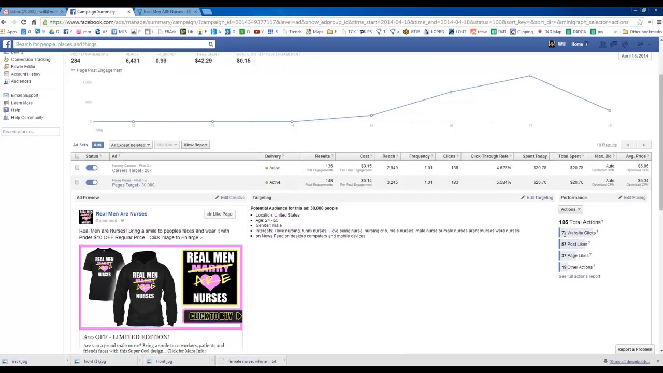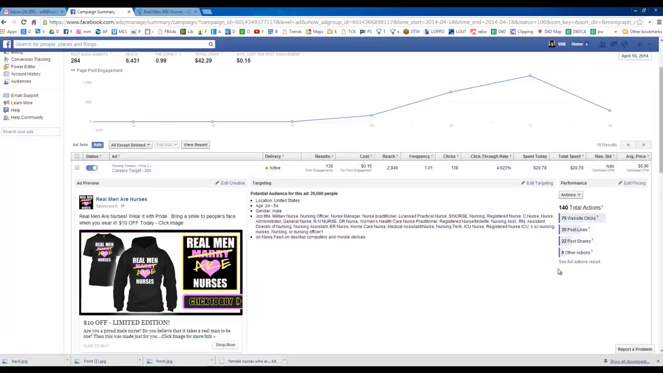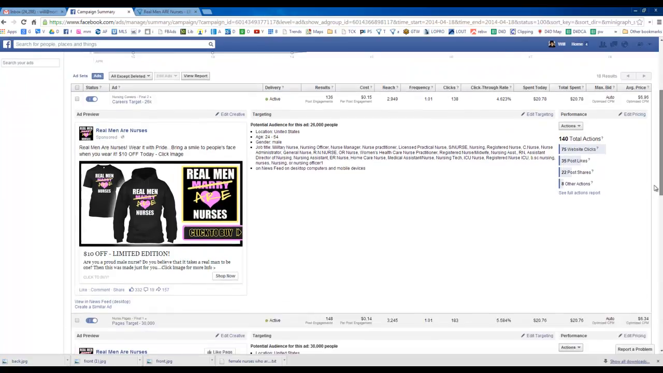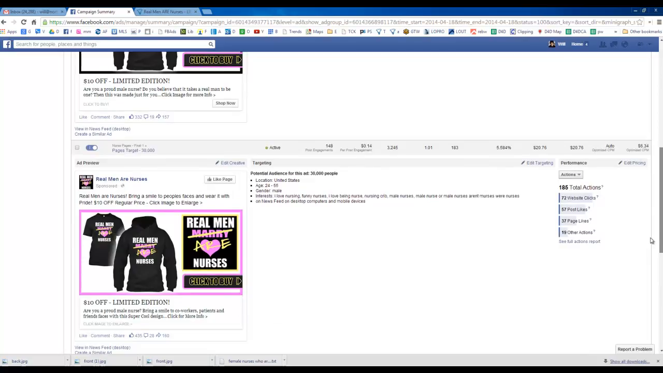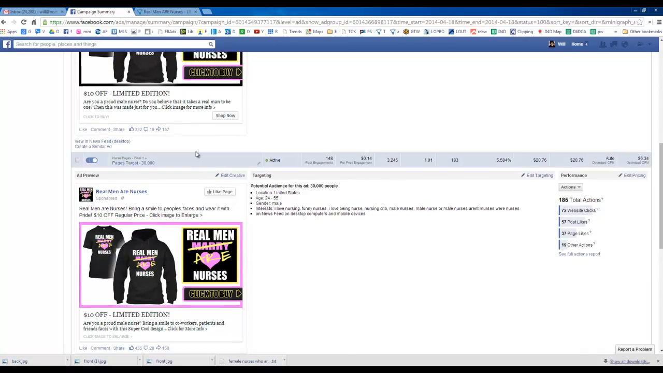And if we look at the overall interaction, 57 post likes, 37 page likes, 19 other actions. Here we've got 75 website clicks, 35 post likes, 22 post shares. Wow. So our job titles are doing a great job of sharing, and they both are. They're sticking neck and neck. Look at that. 157 there, 160 here, 19 comments and 28, 332, and then 435 likes here.